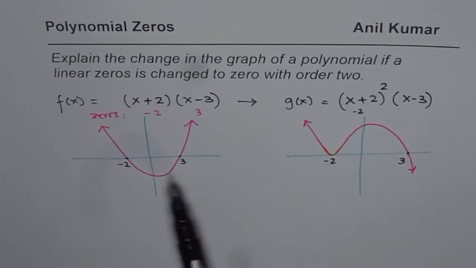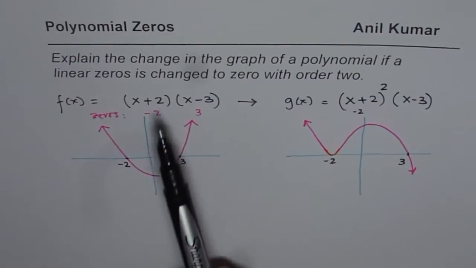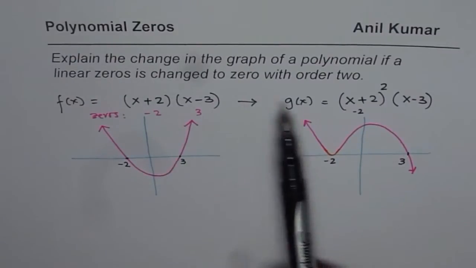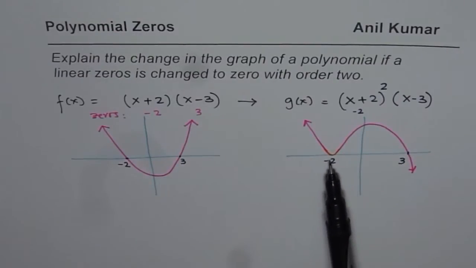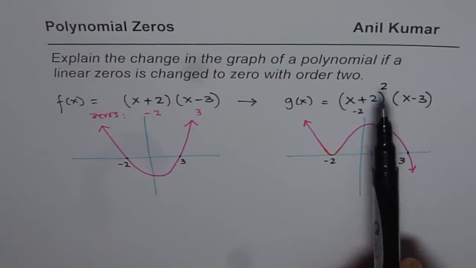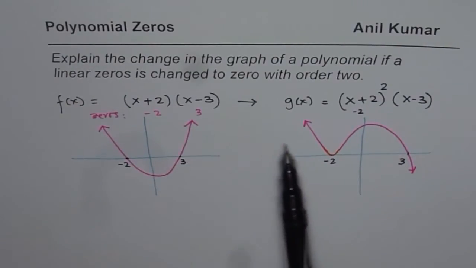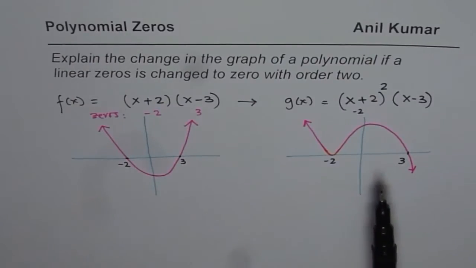So now you can describe all the changes. When we change a zero from linear to quadratic, then the graph changes drastically. 1. At the zero itself, it bounces back, it does not cross the x-axis. And the degree increases by 1. So if it was an even degree function, now it becomes an odd degree function. Do you see that? So then all the changes come.